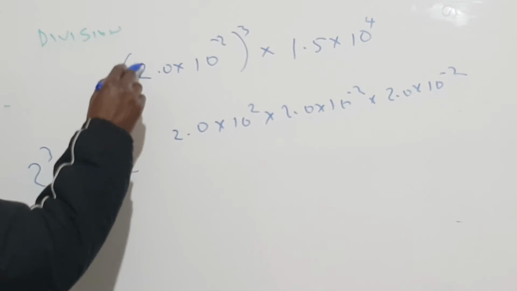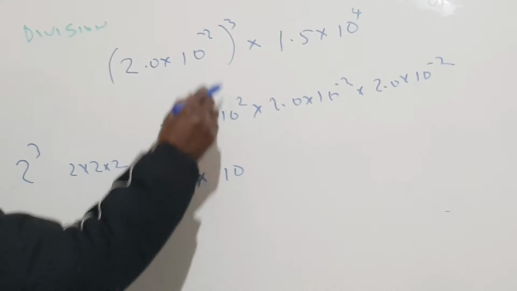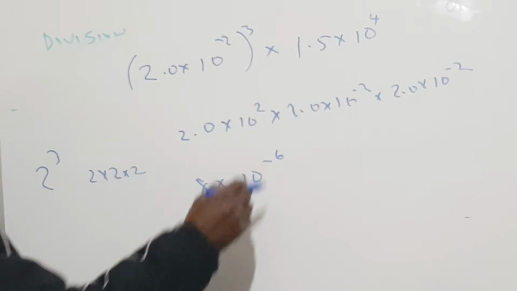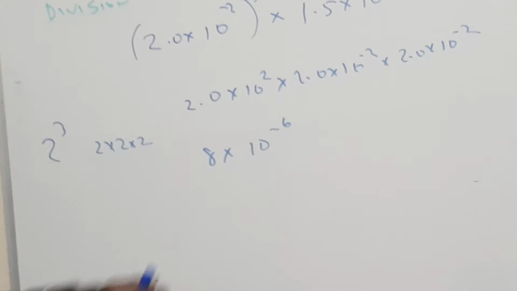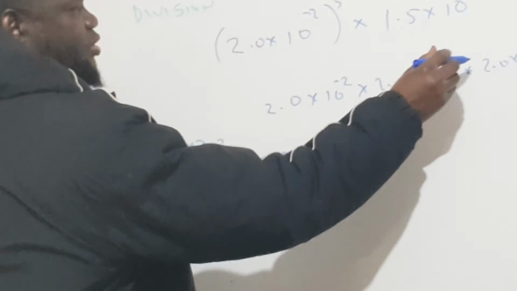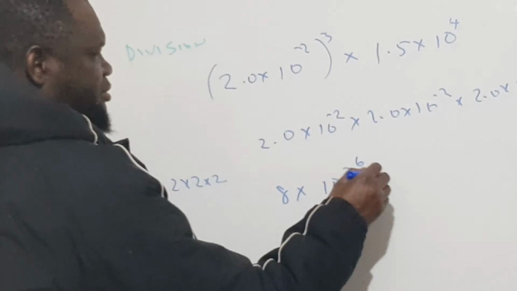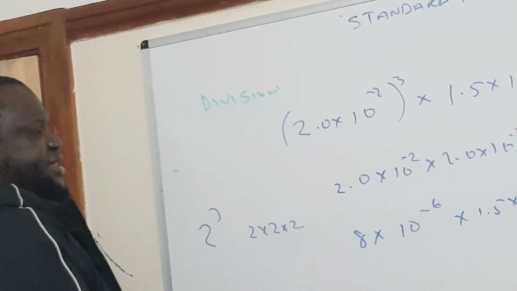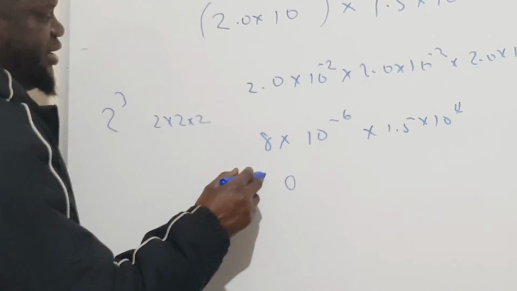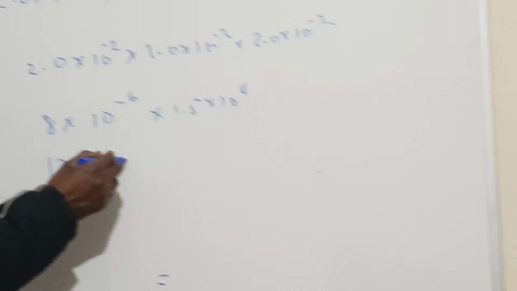So 2 to the power 3 is 8, times 10 to the power 3 times 2, which is minus 6, because remember, you are multiplying all this. Minus, minus, minus, so you add the minuses. So it becomes minus 6. That times 1.5 times 10 to the power 4. What is 15 times 8? 15 times 8 is 120, so 0 carry 12. 12.0 times, you add the powers, 10 to the power minus 2.